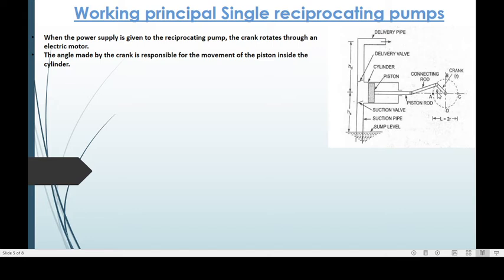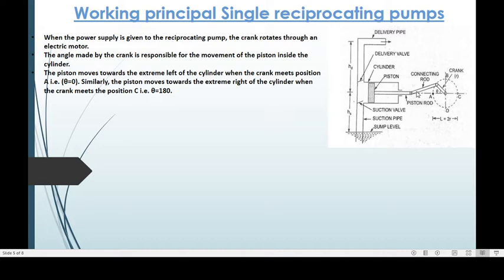Next, the angle made by the crank is responsible for the movement of the piston inside the cylinder, as I have already told in the construction. So the angle made by the crank is responsible for the movement of the piston inside the cylinder. Next, the piston moves towards the extreme left.